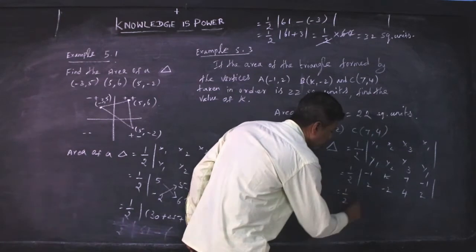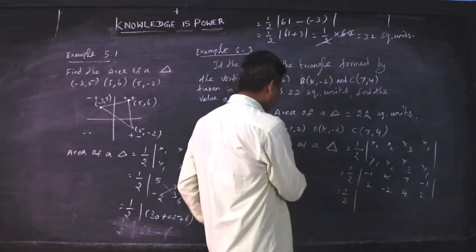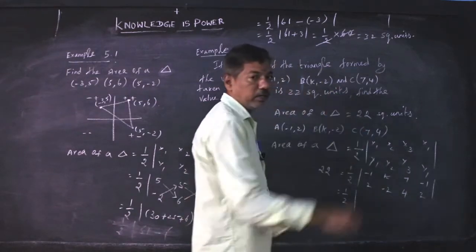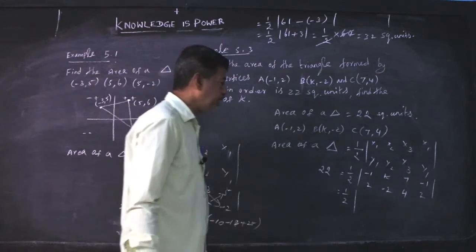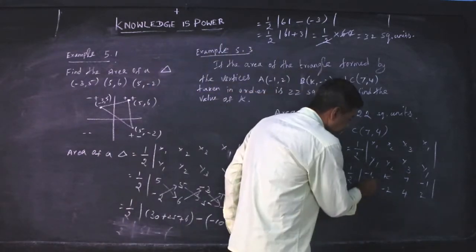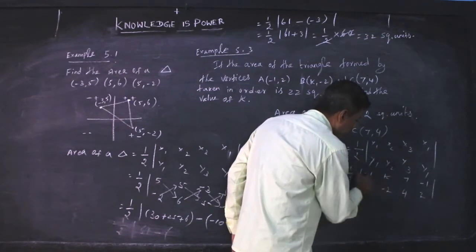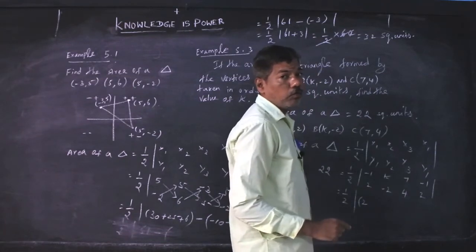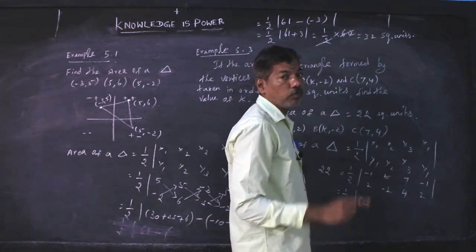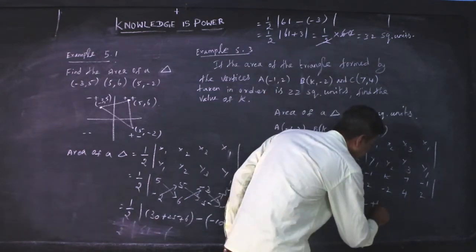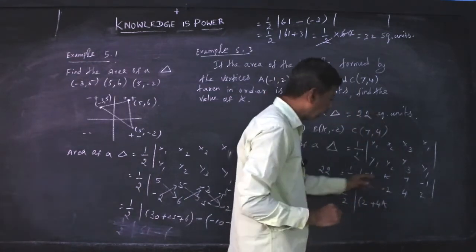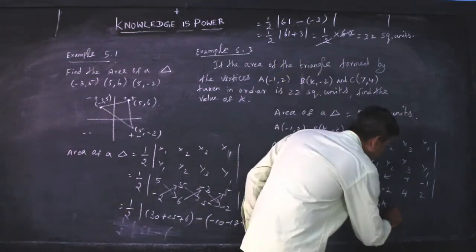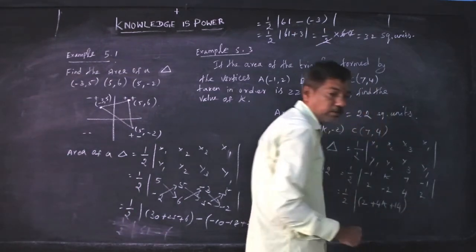Now 1/2. And already you know that the area of a triangle is 22 square units. The value for this is 22. As usual, you multiply this. Bracket: 1 2s are 2, minus into minus plus, k into 4. Be careful in that, k into 4. So what is the meaning of k into 4? 4k. That is k into 4, which is 4k. 7 2s are 14, plus 14. So the first will be over.